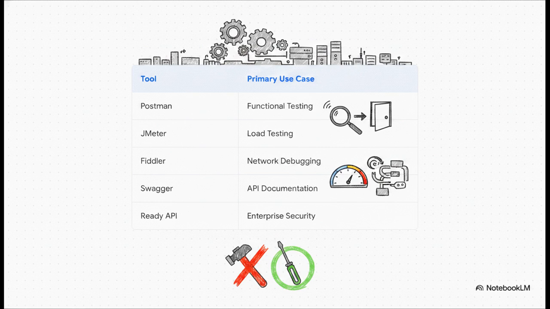Meanwhile, Swagger is basically the industry standard for API documentation. And Ready API, that's what you bring in for heavy-duty enterprise security and SOAP or REST protocols. Like they say, you wouldn't use a hammer when you need a screwdriver, right?